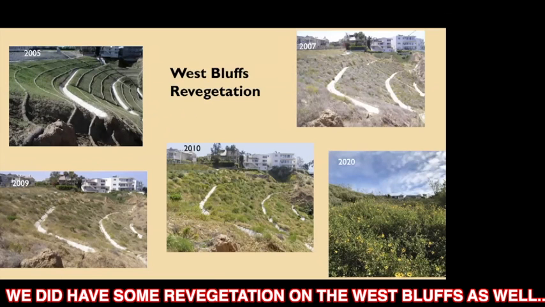We did have some revegetation on the West Bluffs as well. This was filling Hastings Canyon outside of the coastal zone. Within the coastal zone, there was no filling allowed. No bulldozers could go on the slope in the coastal zone. I'm going to repeat that. The Coastal Commission wouldn't allow any bulldozers to go on the slope of the coastal sage scrub, degraded coastal sage scrub slopes.